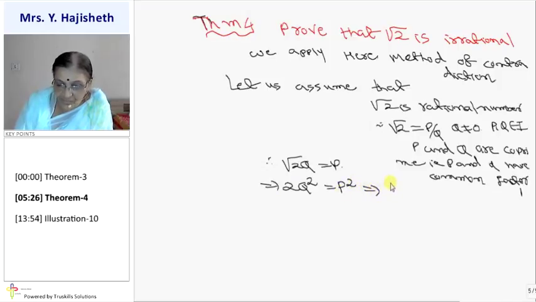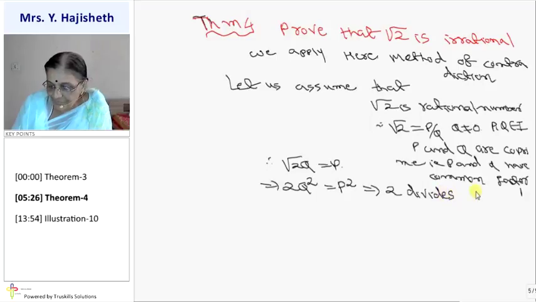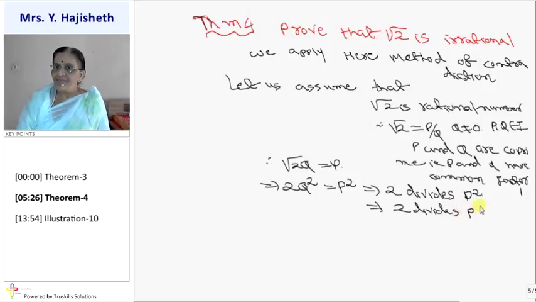So, what does it imply? My P square is divisible by 2. So, I can say 2 divides P square. When 2 divides P square, by theorem number 3, I can say 2 divides P. Clear? When P divides A square, then P divides A. So, here A की जगह P है और P की जगह 2 है.